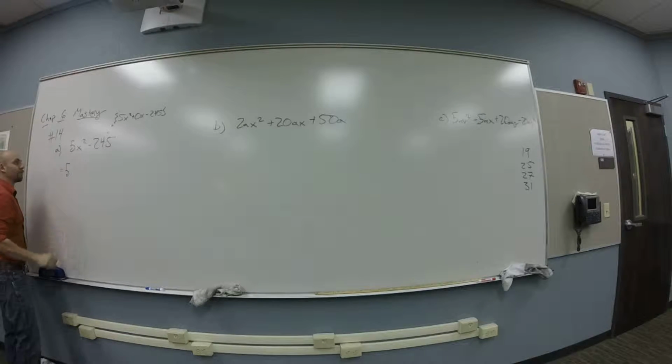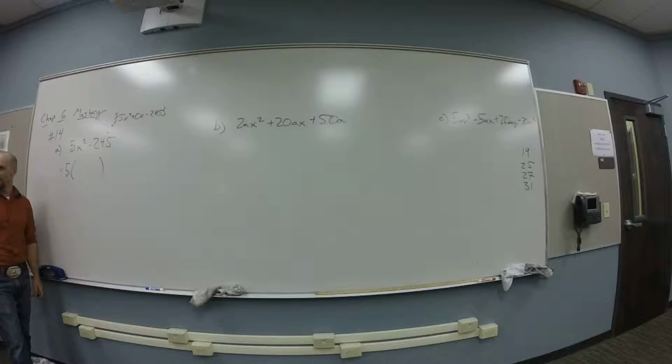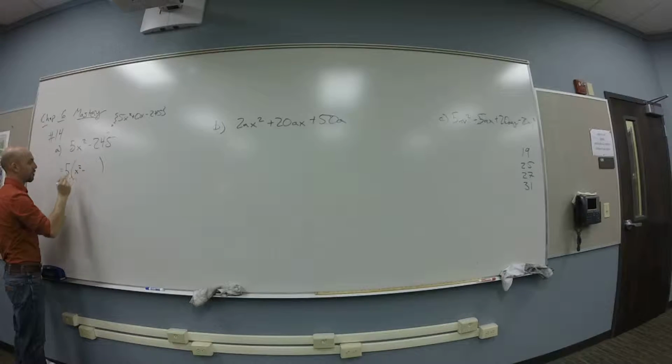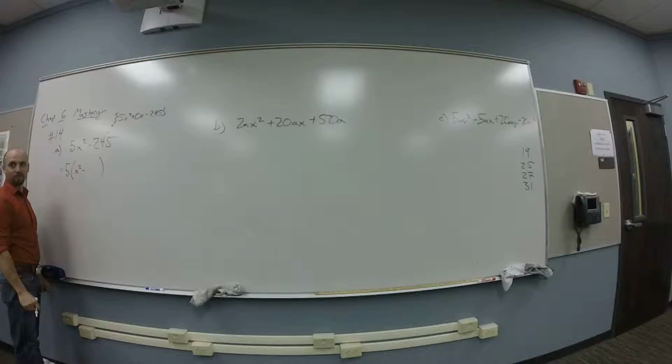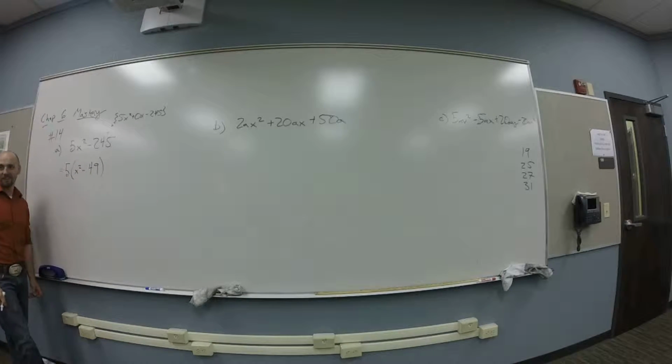So I've got 5. Wait, what? No. It's 5. You gotta put the parentheses again. Okay, put some parentheses and then what? X squared minus 49. X squared minus 49? Yeah, that's still a square.